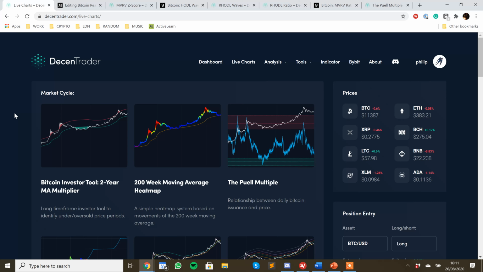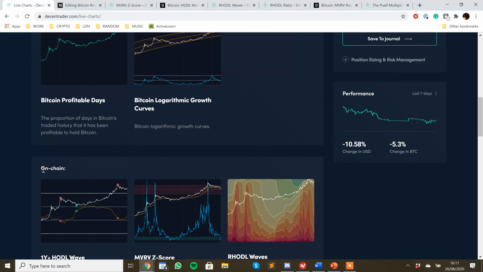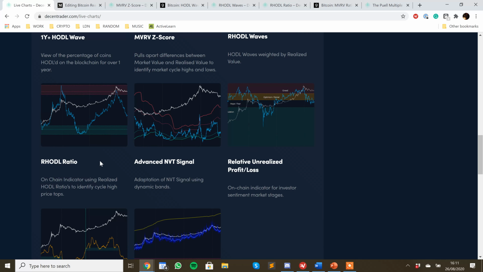The indicator is on the Decentrader website. It will probably be on Look Into Bitcoin at some point soon, maybe in the next few weeks. And you may end up seeing this indicator popping up elsewhere. That tends to happen with these things. But for now, it's only on the Decentrader website. So if you go to the live charts page, scroll down to on-chain indicators, and then it's this one. This is the one we're going to be talking about today.